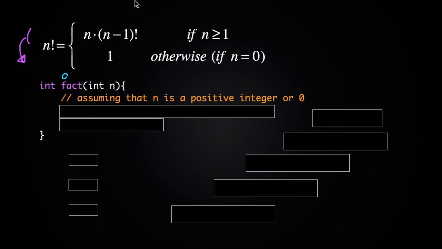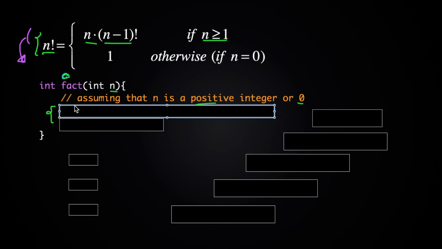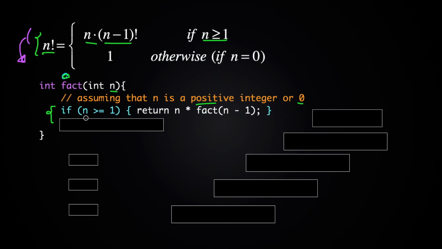And just for simplicity here, I'm going to assume that the given n is always positive or 0, so it's never negative. And to write the rest of the function, it's pretty simple. We just need to translate this formal definition into code. So here it says n factorial is equal to n times n minus 1 factorial if n is greater than or equal to 1. And what we're going to return from this function is going to be the value of n factorial. So here we just need to write if n is greater than or equal to 1, we're going to return n times fact of n minus 1.